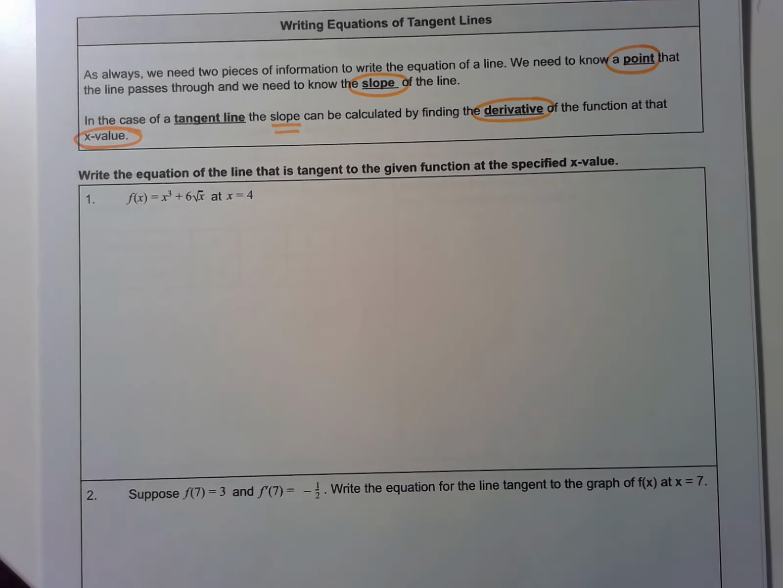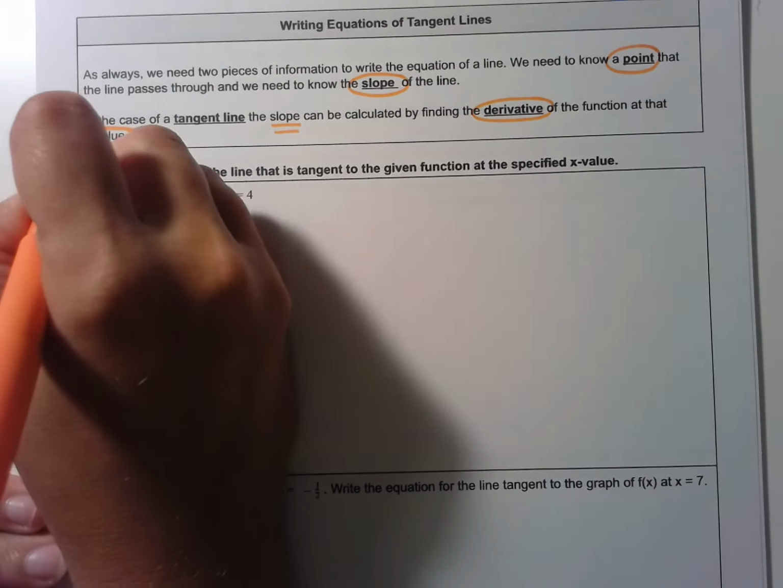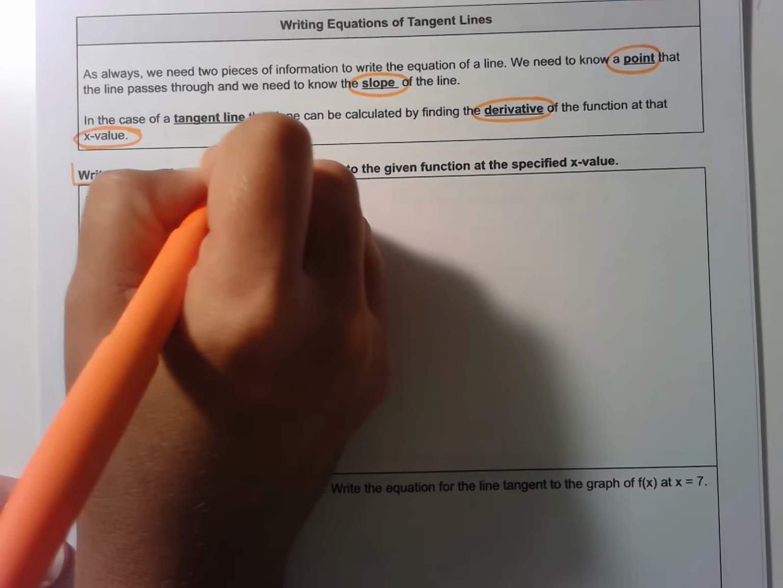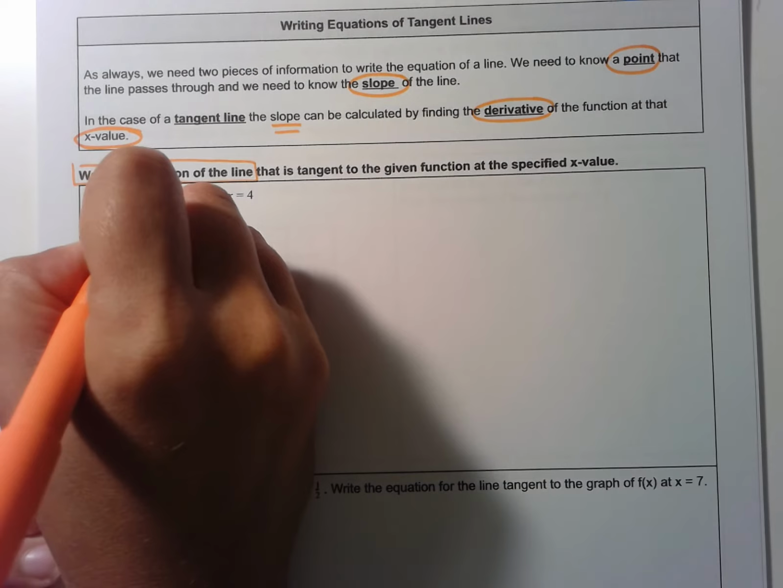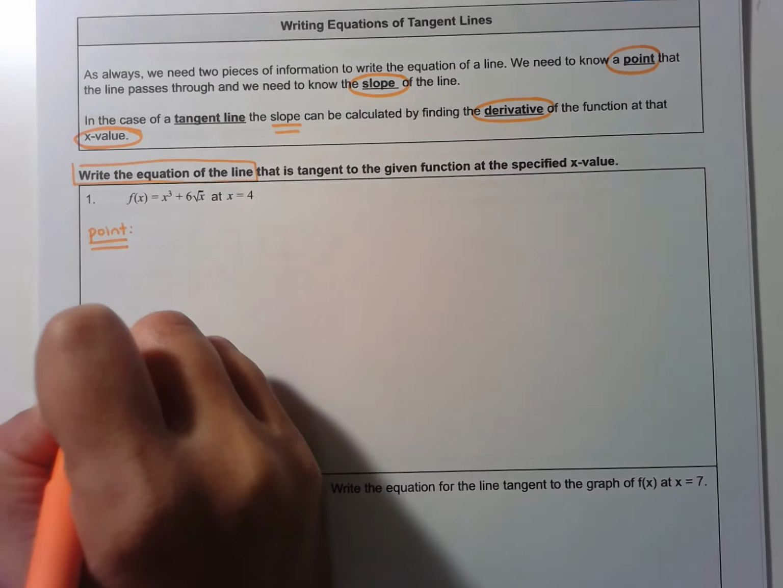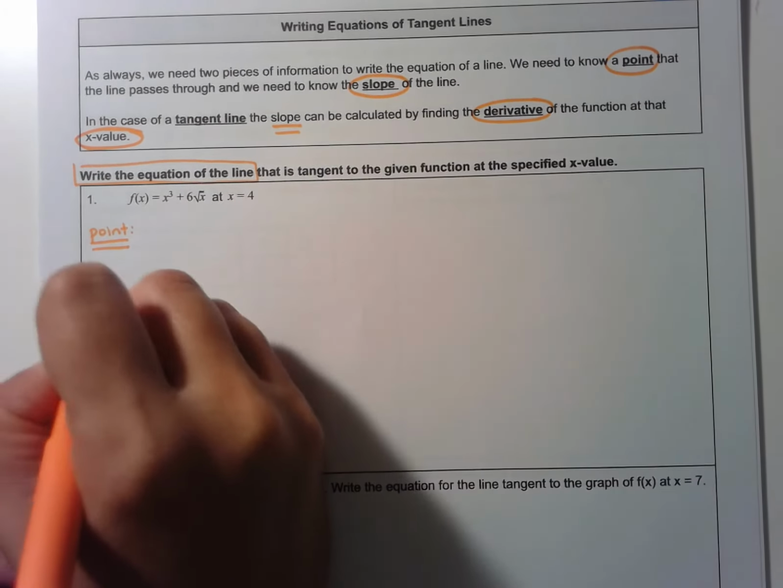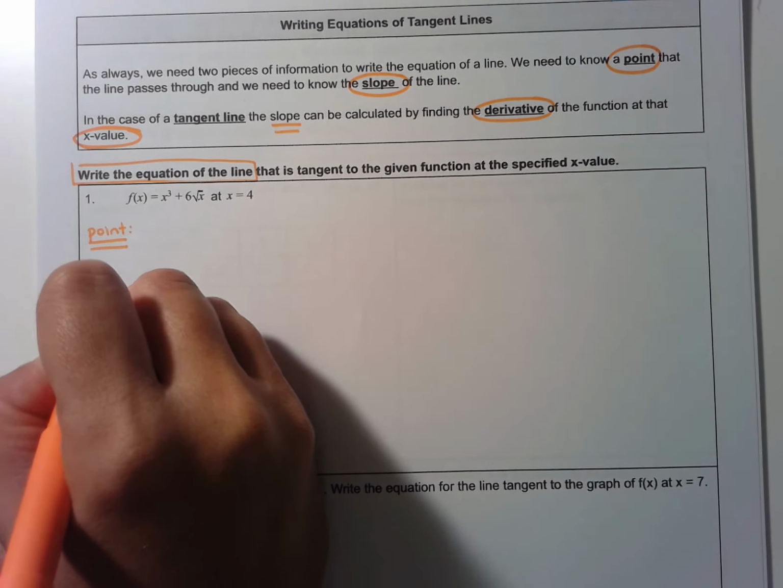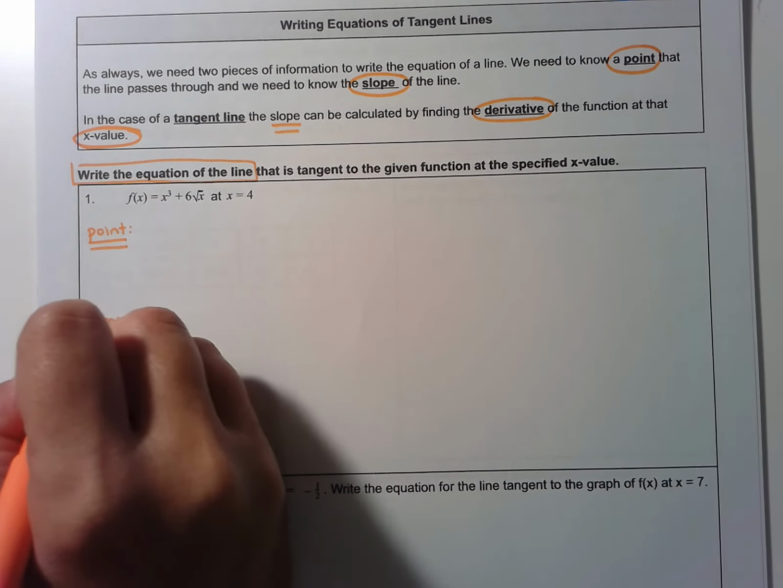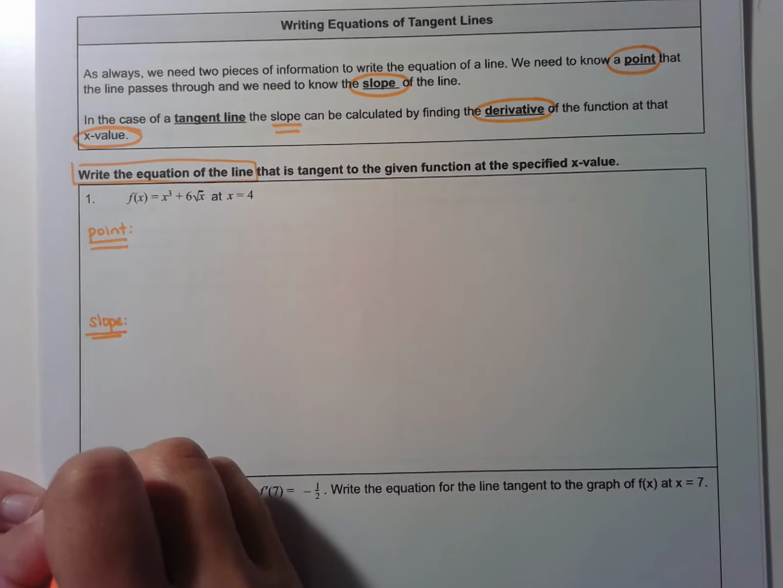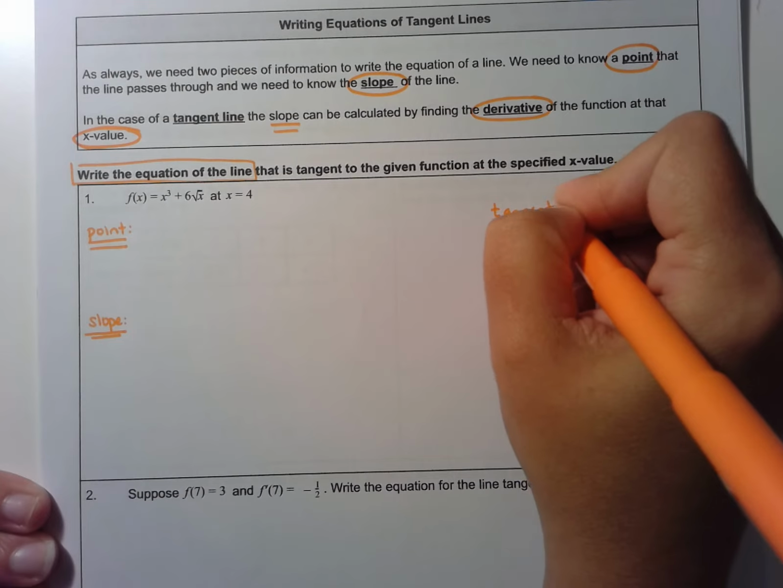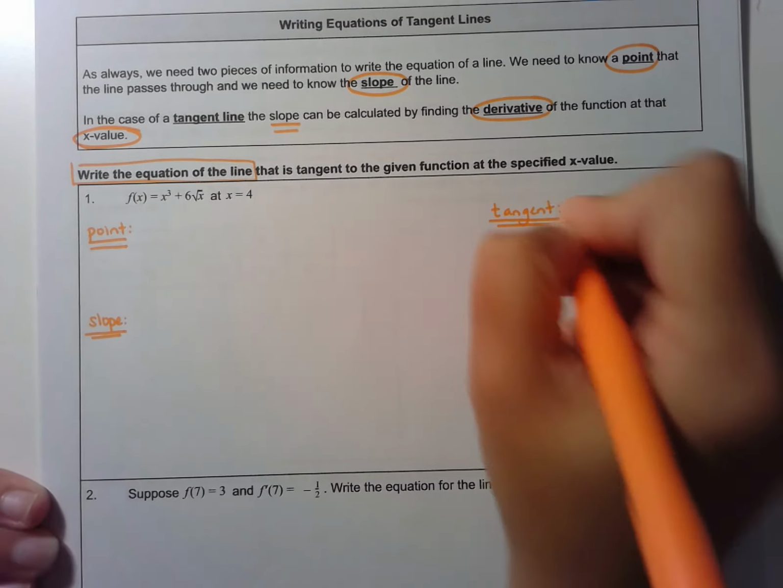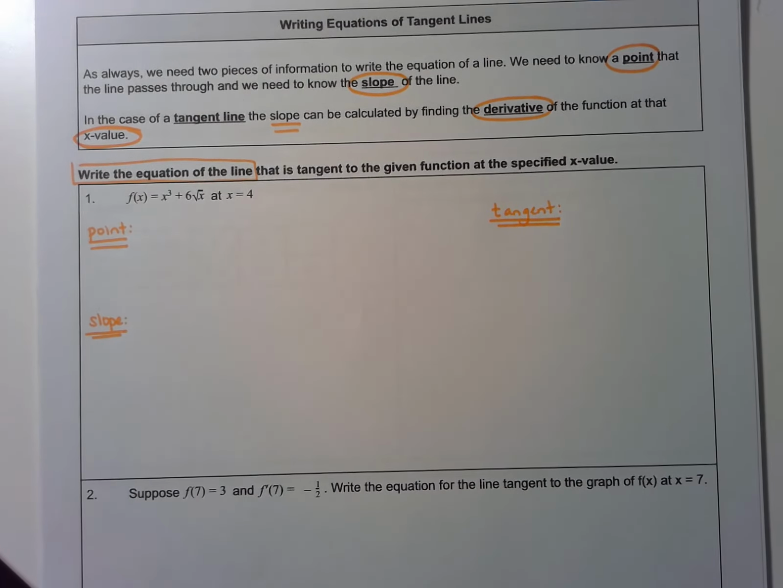Write the equation of the line that is tangent to the given function at the specified x value. As soon as I see the words write the equation of the line, I know that I'm going to organize my work by writing out point. I know I'm going to write out slope. And then I'm going to leave myself a bunch of room, and I'm going to actually put tangent over here. And that's where I'll put my final answer because I know I'm going to need a little bit of work to make this happen, just from experience.